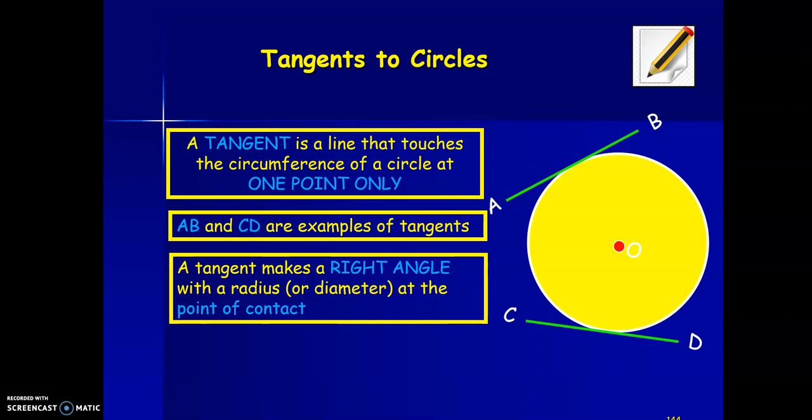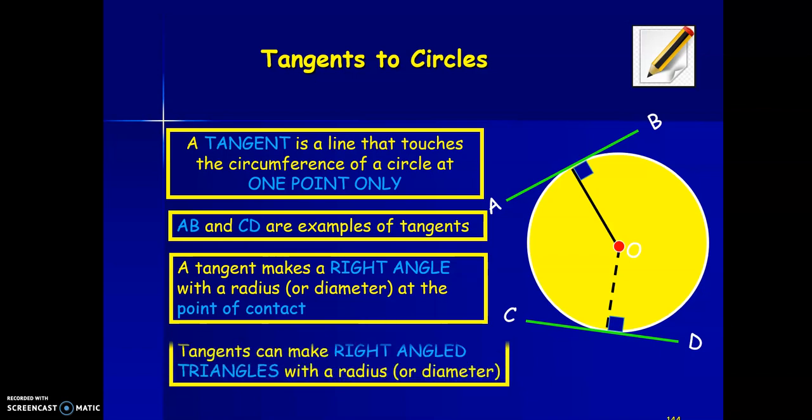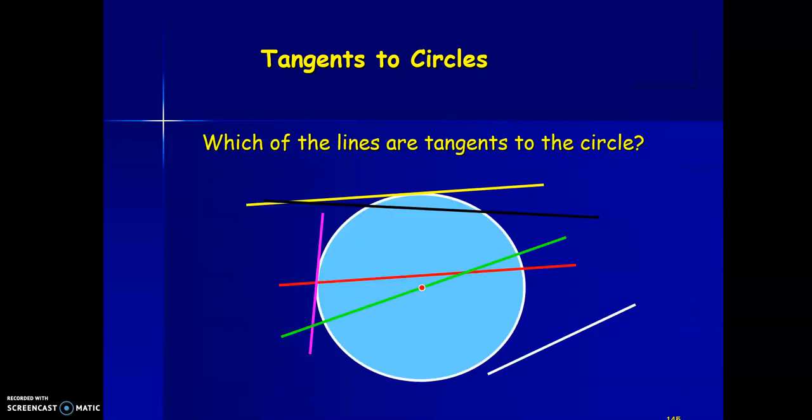A tangent makes a right angle with a radius or diameter at the point of contact. So if we draw in the radii, we can see that we create right angles with the tangent. Now we can complete a right-angled triangle. So tangents can make right-angled triangles with a radius or a diameter. These are the things that we need to remember when we're dealing with tangents to circles. Let's have a look at some examples.